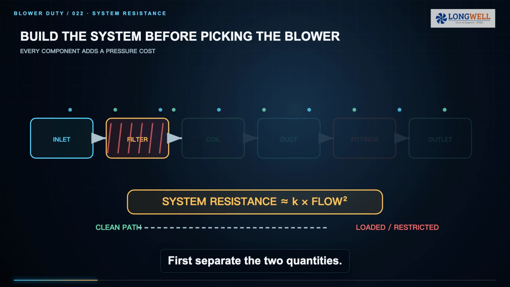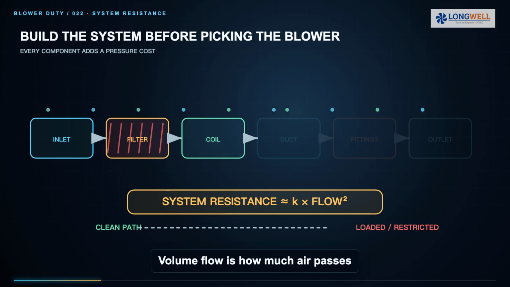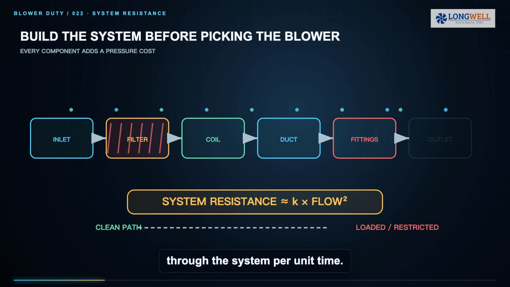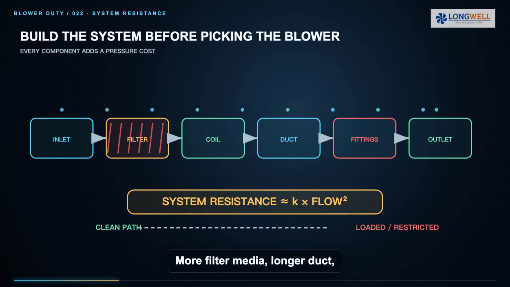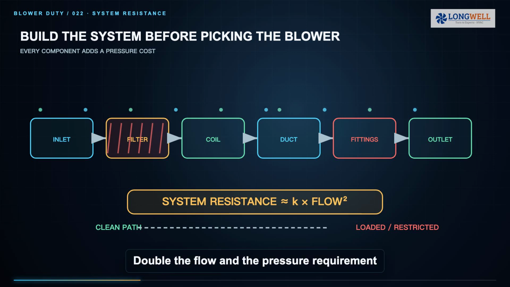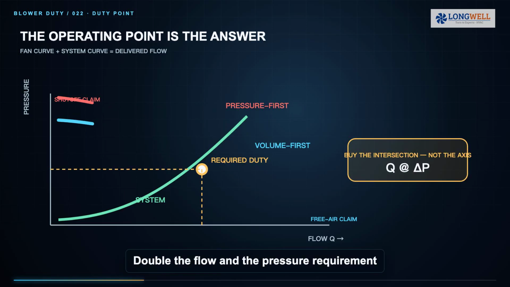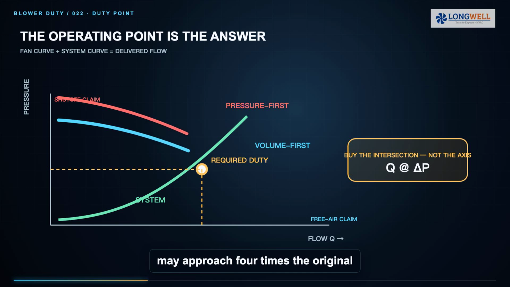First, separate the two quantities. Volume flow is how much air passes through the system per unit time. Pressure is the energy per unit volume available to overcome resistance. More filter media, longer duct, smaller passages, sharp fittings, coils, cyclones and nozzles all add resistance. In many turbulent air systems, resistance rises roughly with the square of airflow. Double the flow and the pressure requirement may approach 4 times the original value.